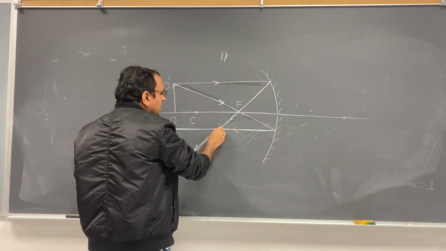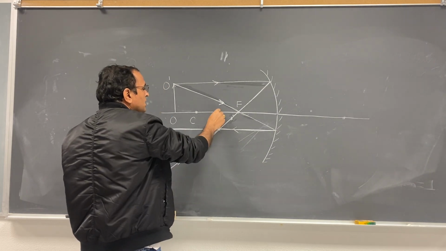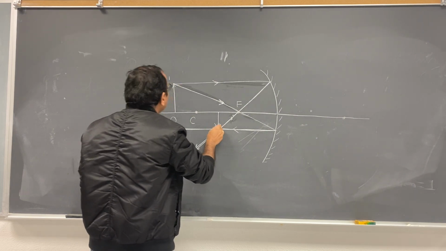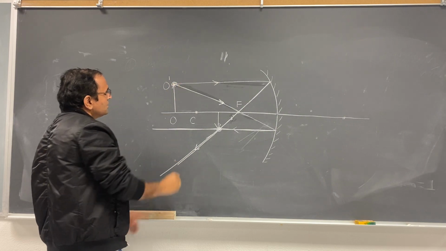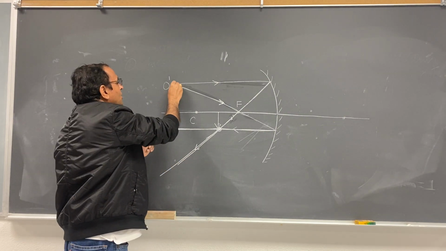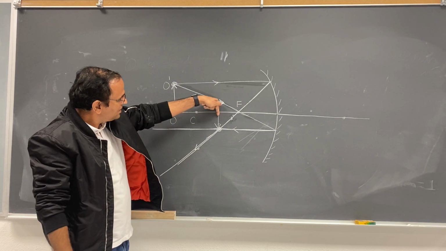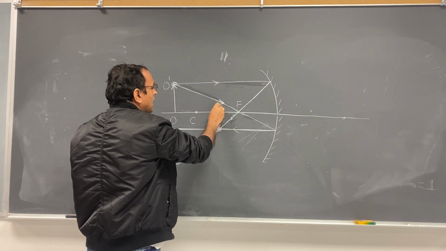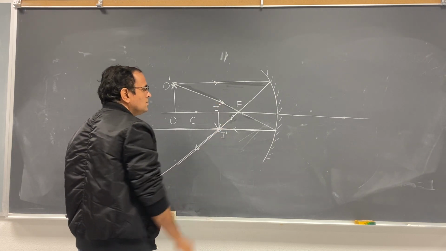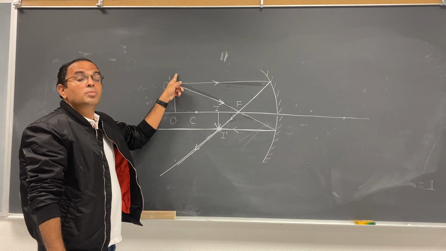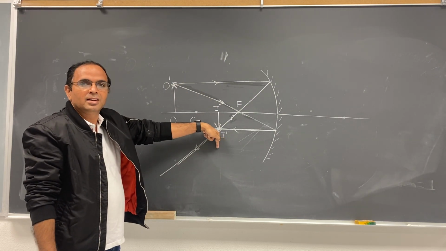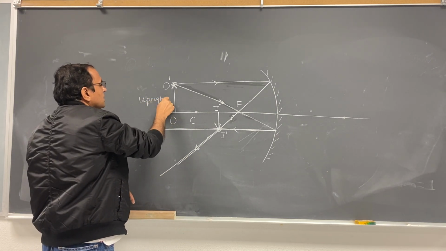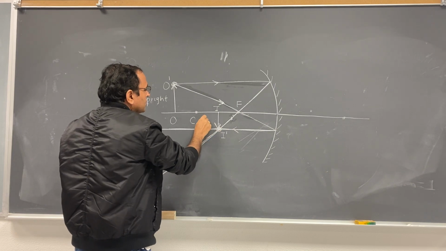These two reflected rays meet right there. So your image is here. This is your image. This point is the image of this point. So this object is upright, and this image is upside down. This is the image. You can write down I prime. This is upright, this is inverted, upside down. The object is upright, and the image is inverted.